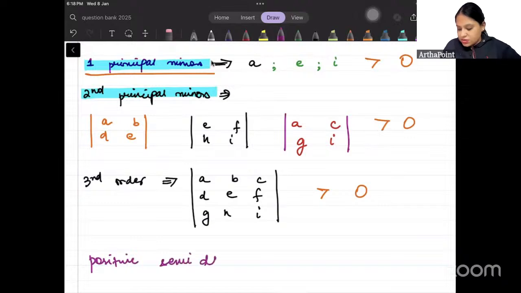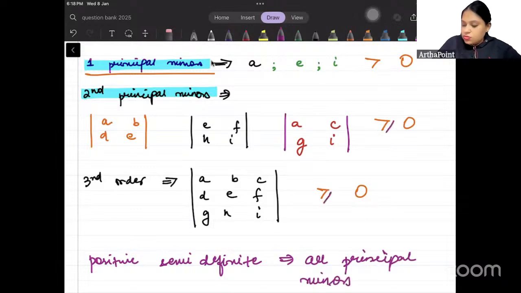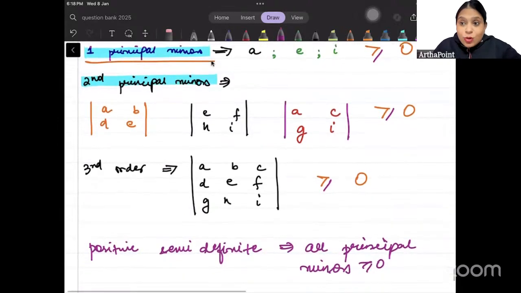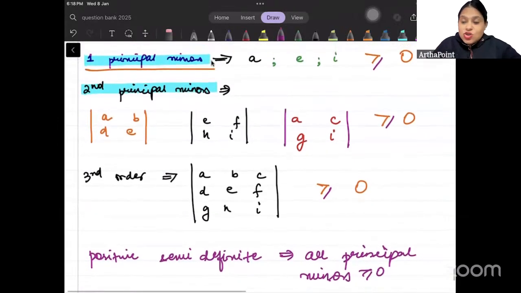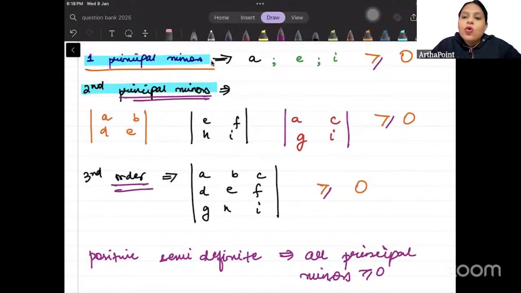So for positive semi-definite, what is the property actually? All principal minors greater than equal to 0. Principal minors. I am not talking about leading principal minors only. Nahi. All principal minors. We talk about principal minors as a whole greater than equal to 0.